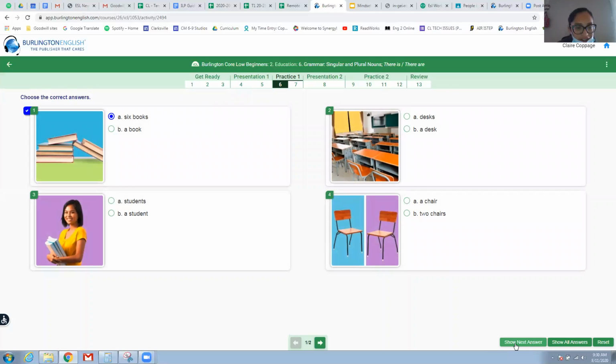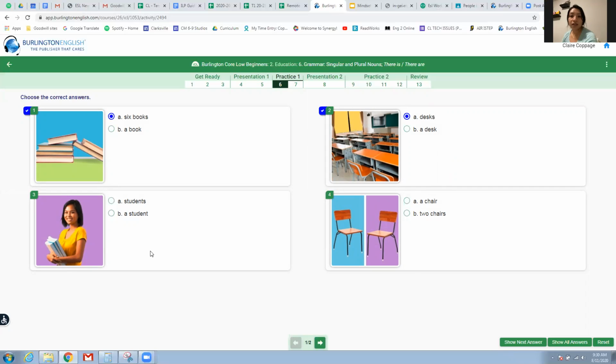B. Oh, here, number 2, número 2. Lo siento. So this one, desks or a desk? Desk. Good. Right, because it has an S on the end, it's plural. Very good. Number 3, Rocio?